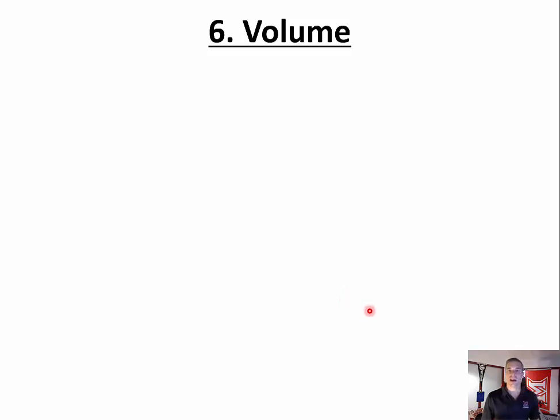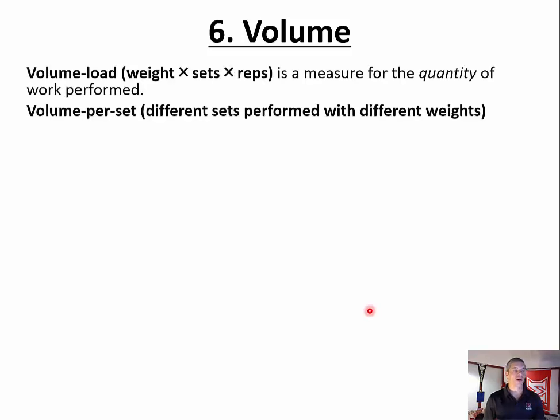So our second to last resistance training program design variable is exercise volume. Now volume can be quantified in a number of ways. The two most common are to calculate what is known as volume load and volume per set. With volume load, all we have to know is the load or the weight being lifted and multiply that by the number of sets and reps performed. And this is typically measured as the quantity of work performed.